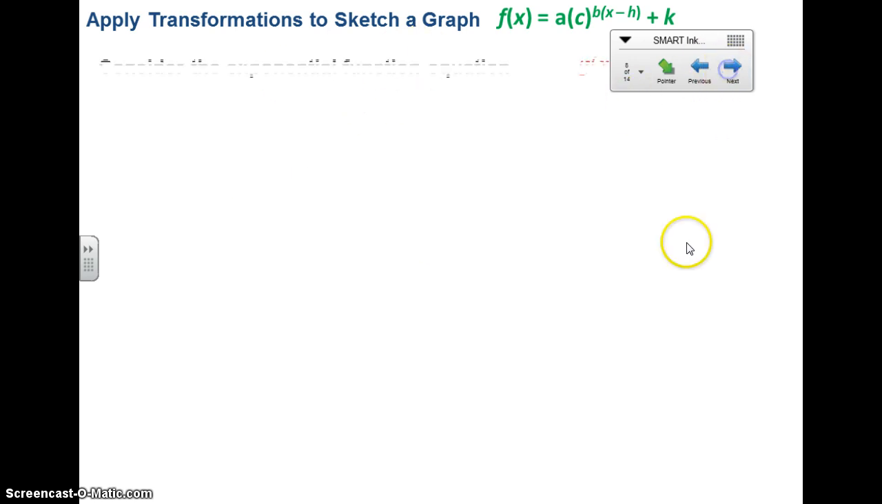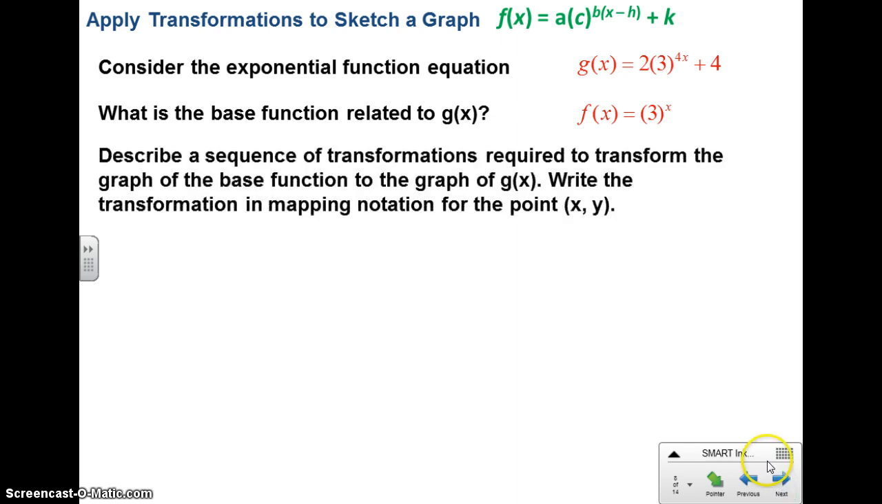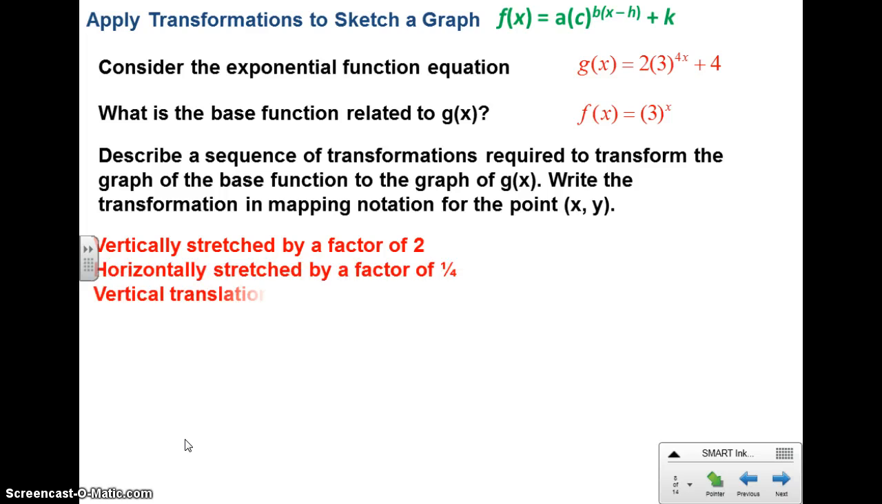Applying transformations to different graphs. Consider this graph here. What is the base function related to that? Well, we can see it's probably going to be 3 to the x. That's the base. What has happened to 3 to the x? Describe this sequence of transformations. We can see it was vertically stretched by 2, horizontally stretched by a factor of 1/4, and vertically translated 4 units down.